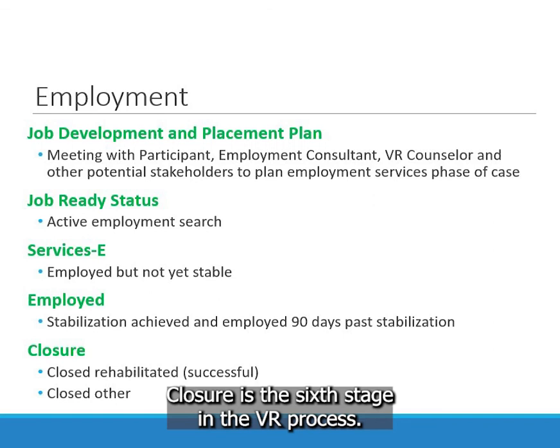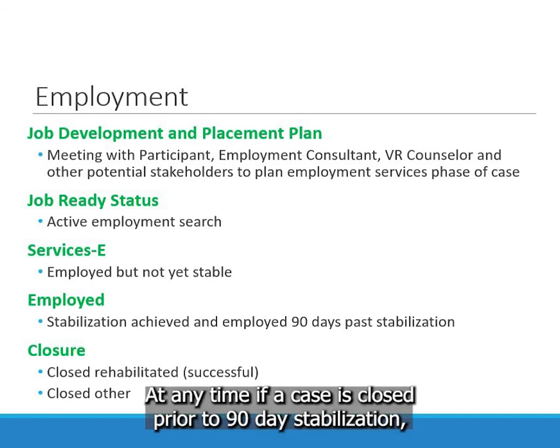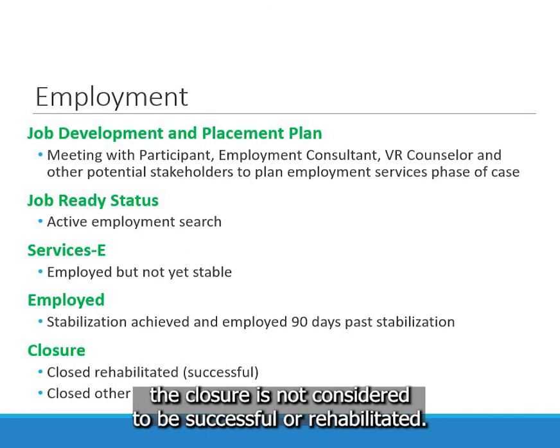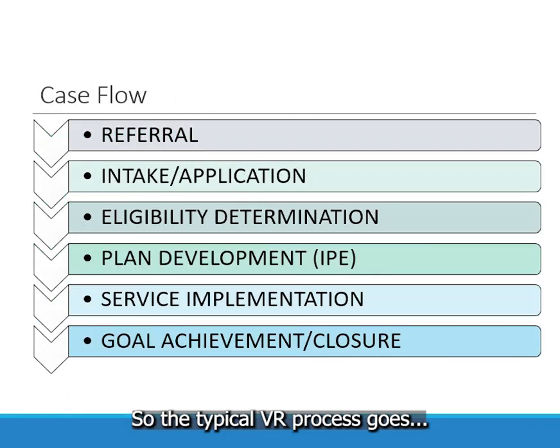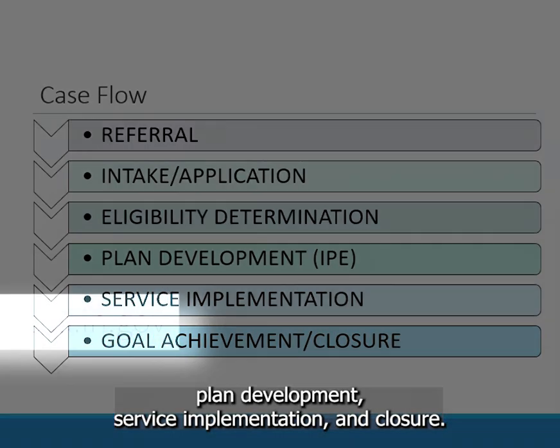Closure is the 6th stage in the VR process. At any time, if a case is closed prior to 90-day stabilization, the closure is not considered to be successful or rehabilitated. So, the typical VR process goes: referral, intake, eligibility, plan development, service implementation, and closure.